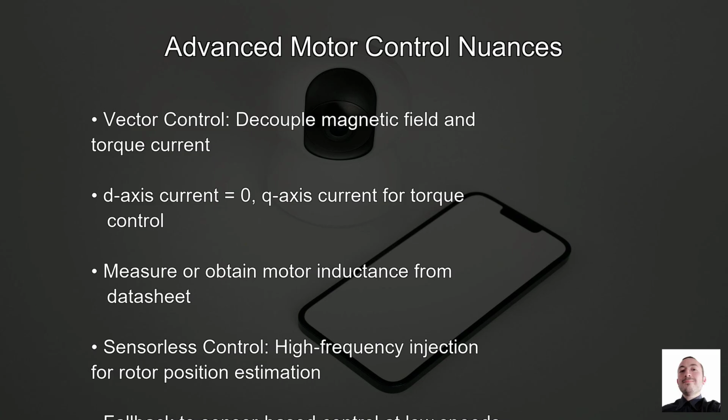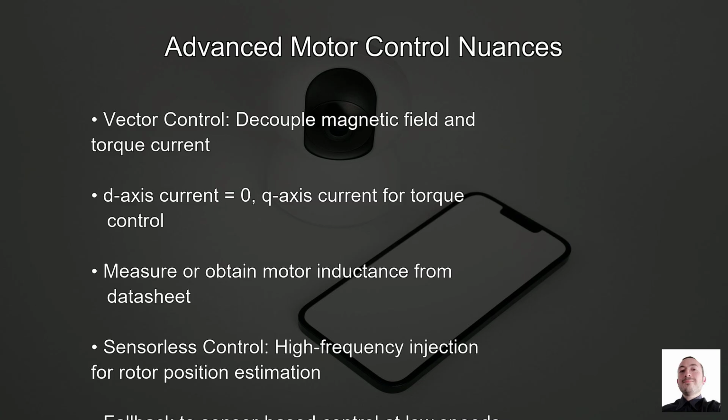Diving deeper into motor control, let's discuss advanced techniques and optimizations. Consider the use of vector control, also known as field-oriented control. This method allows for precise torque and speed control by decoupling the magnetic field from the torque-producing current. To implement this, you'll need to calculate the dq axis components of the motor's current. Set the d-axis current to 0 to eliminate the magnetic field component, and adjust the q-axis current to control torque. Remember, the key parameter here is the motor's inductance, which you must measure or obtain from the datasheet.